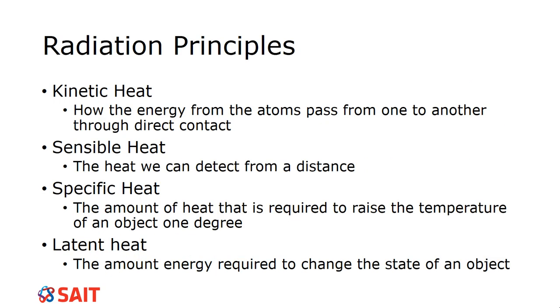So, some of the radiation principles to this: we have a couple types of heat that we have to be aware of. The first one is kinetic heat, and that is how the energy from the atoms passes from one to another through direct contact. If you were to rub your hands together for a minute and make them really hot, and then place them down on the desk, you are passing heat from your hands into the desk. That is considered kinetic heat. So it's actually not a remote sensing version, but an in-contact version.